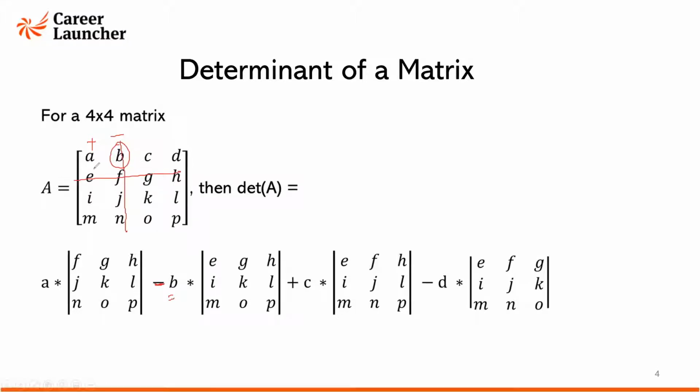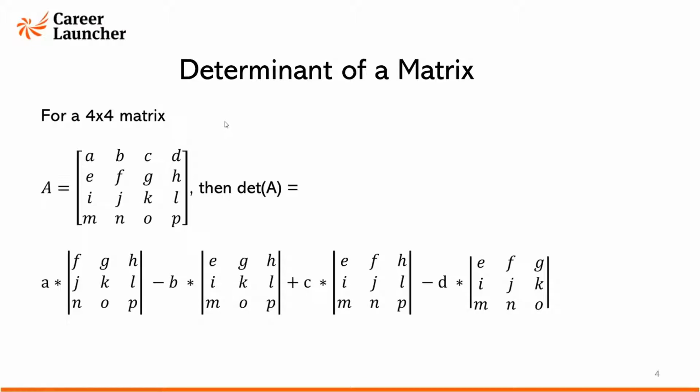Minor of B will be ACD. Sorry, minor of B, right? Okay, my bad. This one should go. EGHIKLMOP, which is what I've written here. Similarly, C into cofactor of C and D into cofactor of D. So that is how we will get the higher matrix. And you can see the calculations become more and more difficult as the order of the matrix keeps increasing.